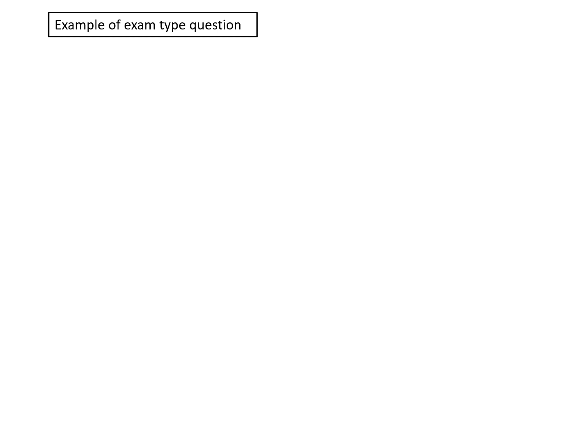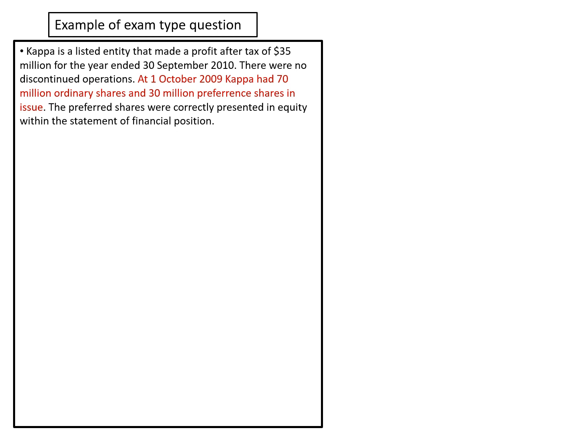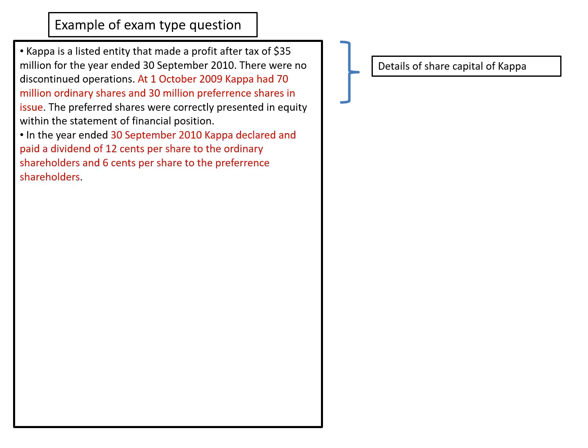Let's look at an example of an exam type question. Kappa Limited is a listed company that made a profit after tax of 35 million for the year ended 30th of September 2010. There were no discontinued operations. At 1st of October 2009, Kappa had 70 million ordinary shares and 30 million preference shares in issue. So this gives us the details of the share capital of Kappa.